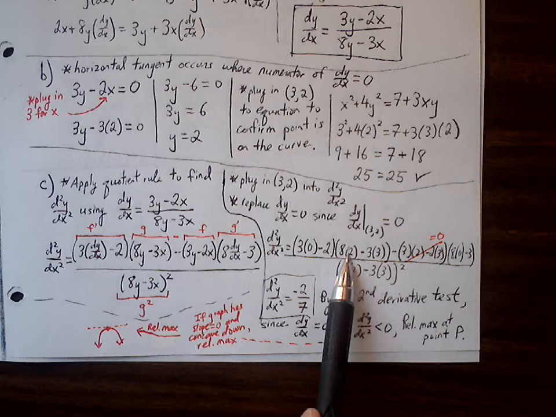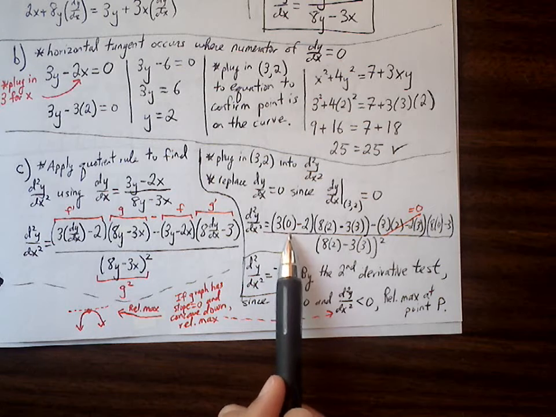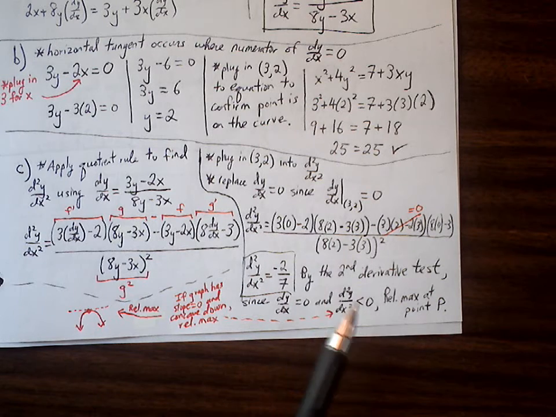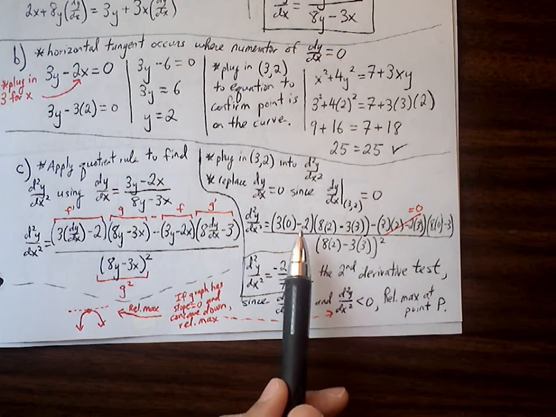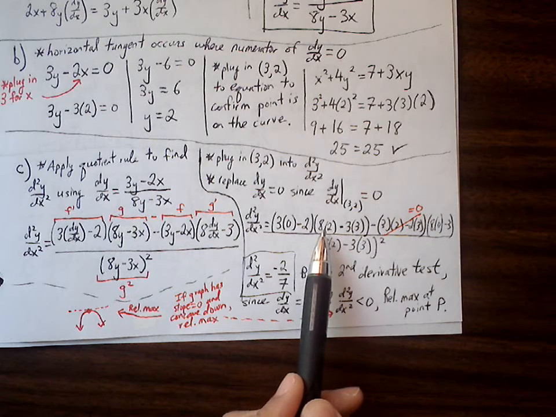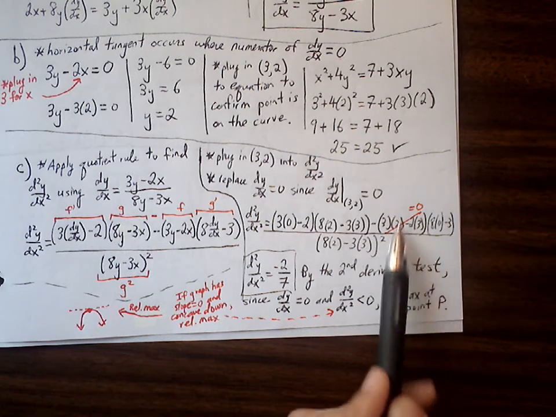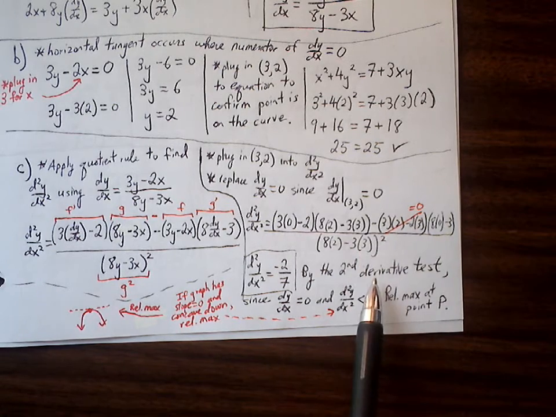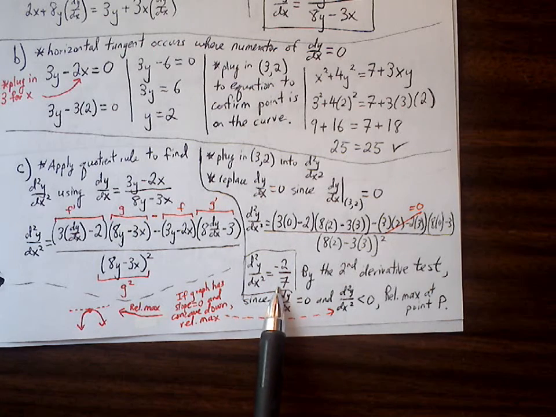Replace x with 3, replace y with 2, and if we clean all this up, we'll get 1 times 16 minus 9, which is 7 times negative 2, which is negative 14. And this whole thing will be 0 all over my denominator squared. 16 minus 9, which is 7, and then 7 squared is 49. So we have negative 14 over 49, which reduces to be negative 2 over 7.